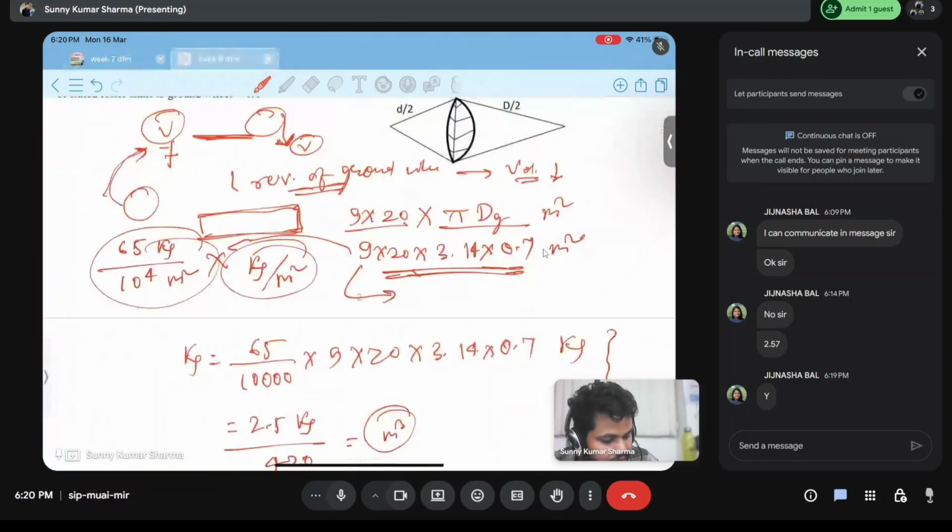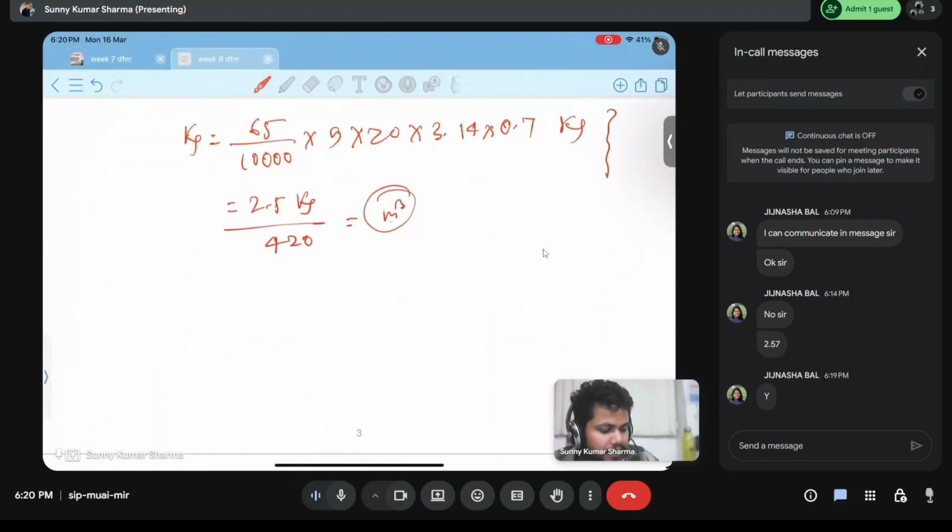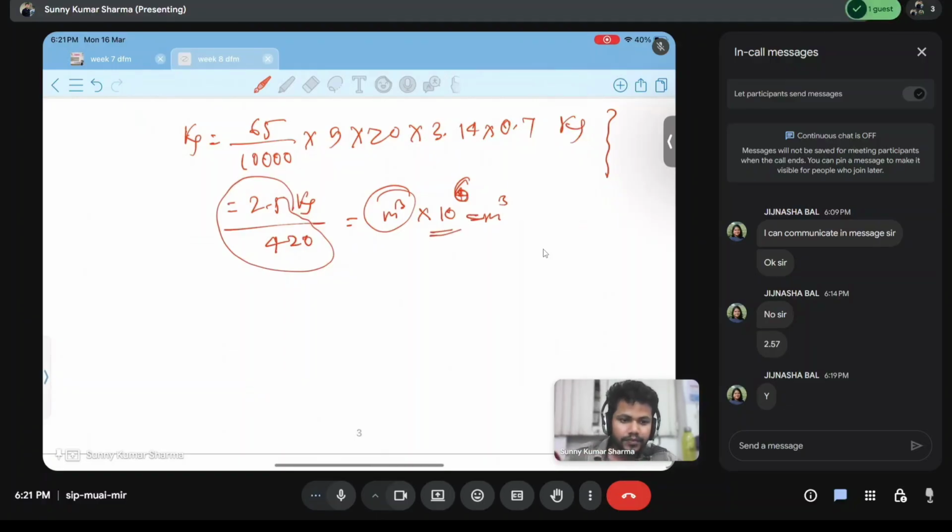So here, this will be liter cube multiplied with centimeter. We will multiply it by 10 to the power plus 6. So this into 10 to the power 6. Are you getting this?